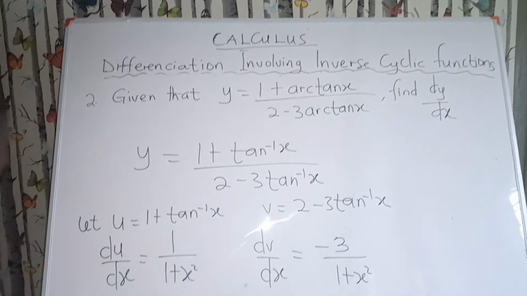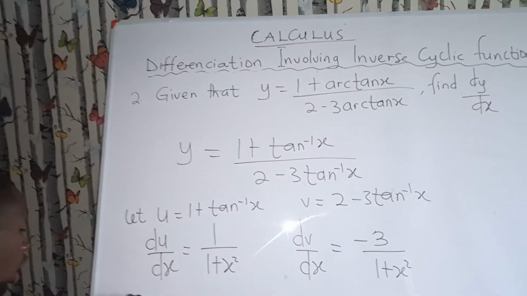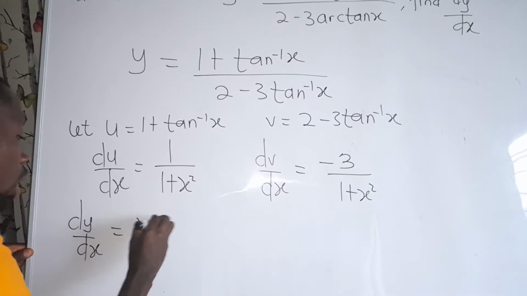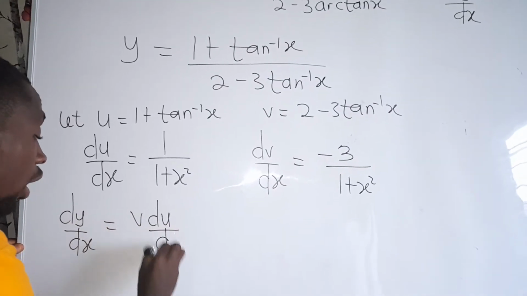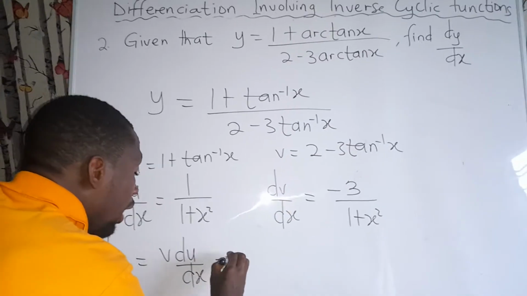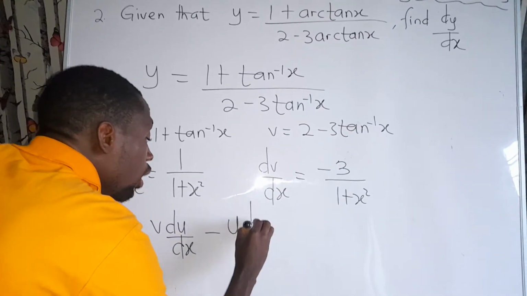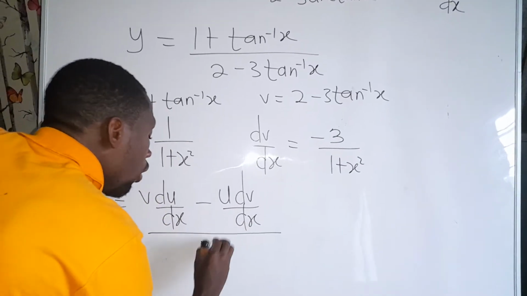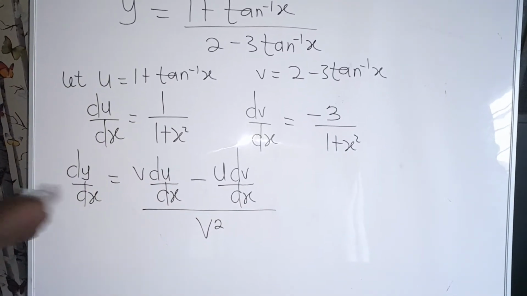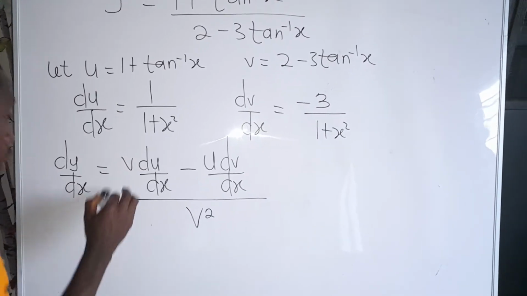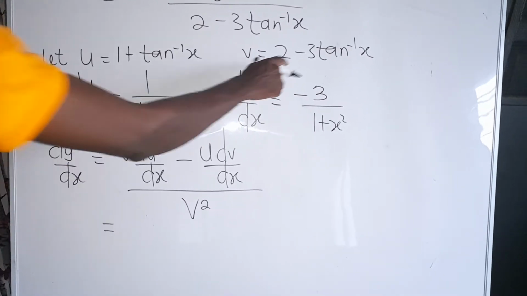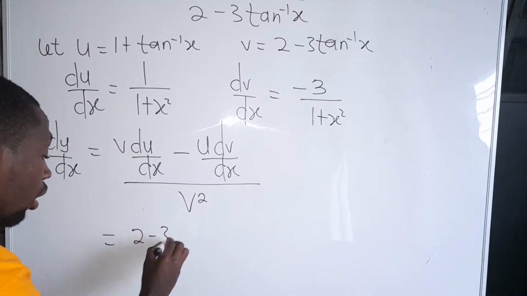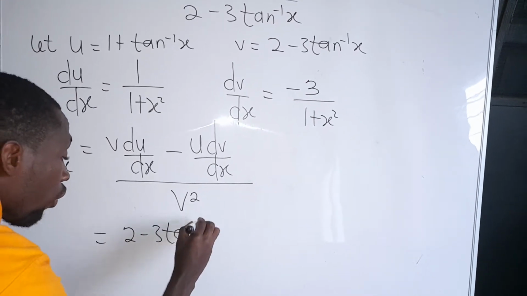Now, what is the quotient rule saying? The quotient rule is saying that our derivative dy over dx will be equal to v du over dx minus u dv over dx, all over v squared. So now we substitute. What's our v? V is this. V is 2 minus 3 tan inverse of x.